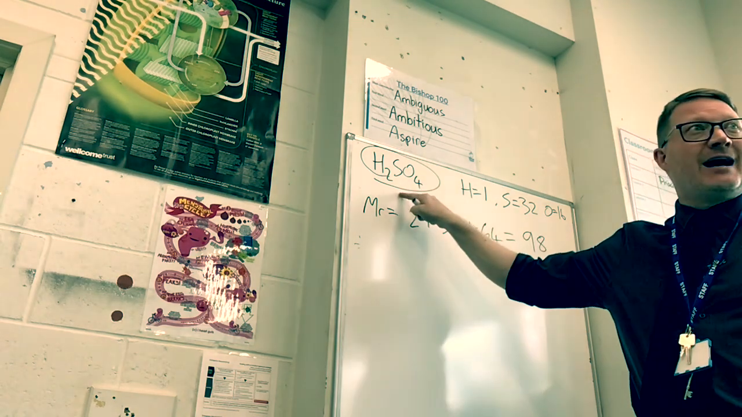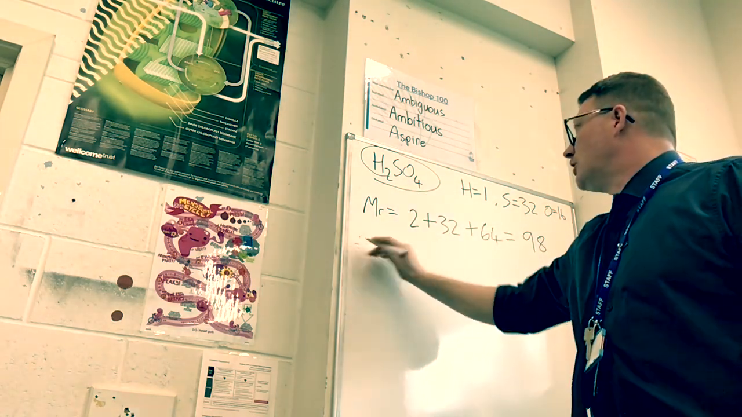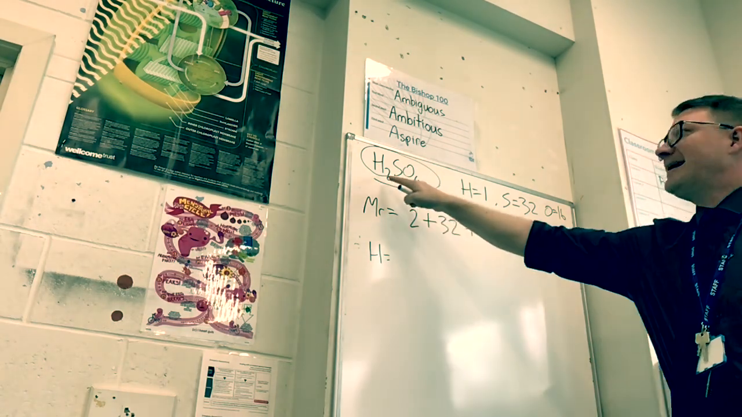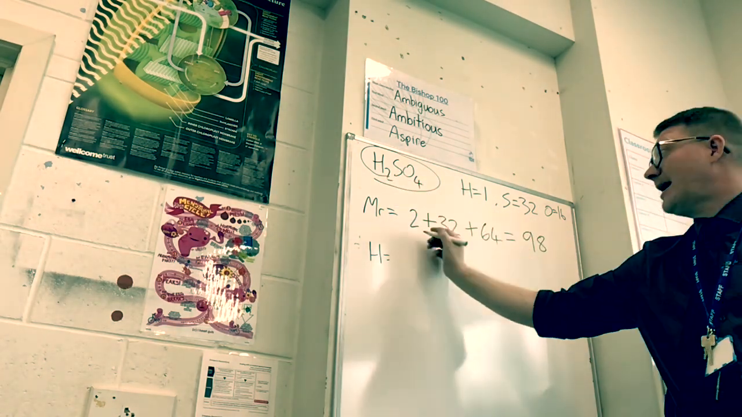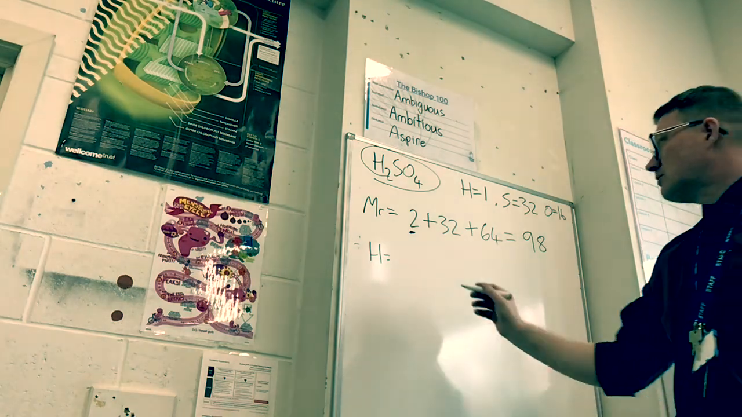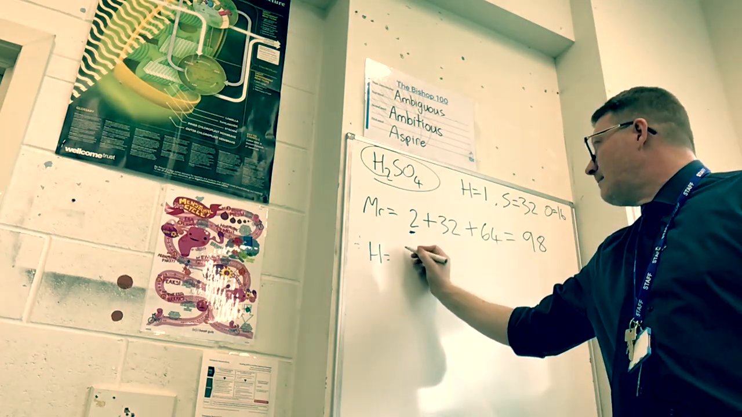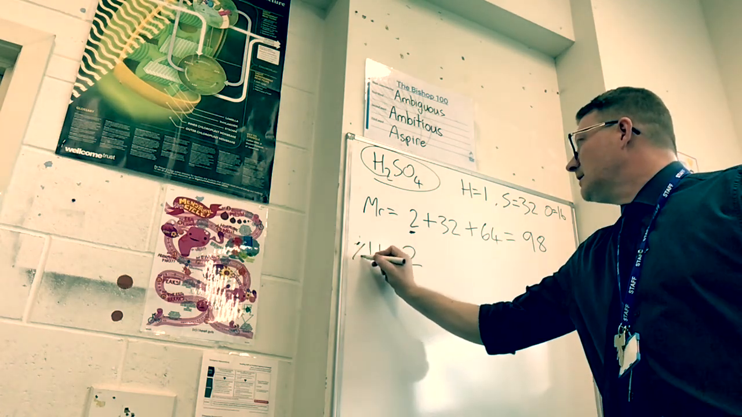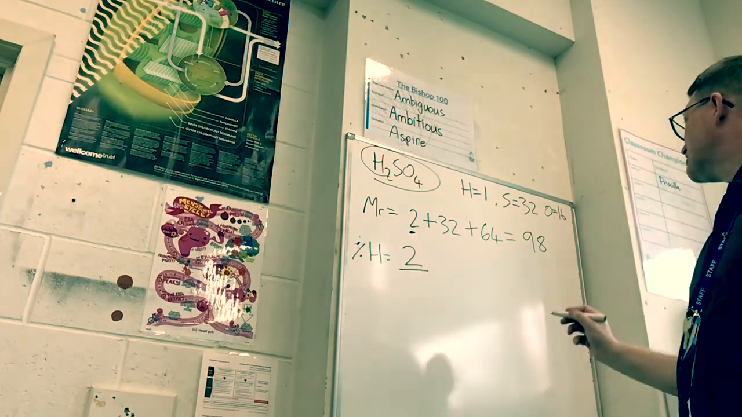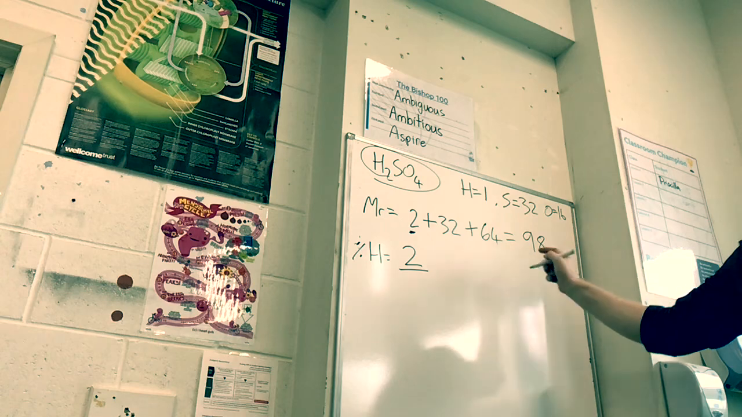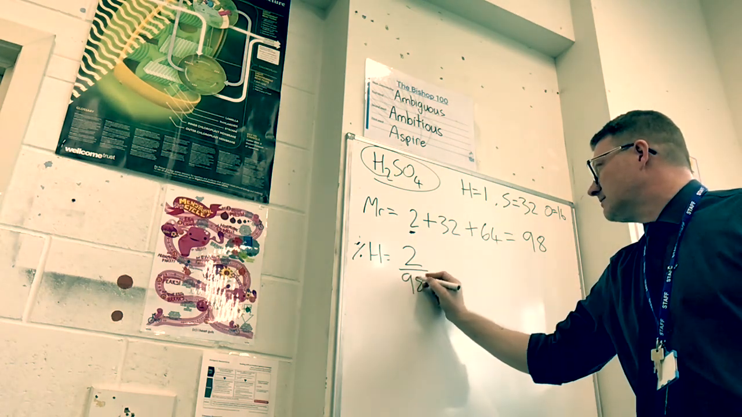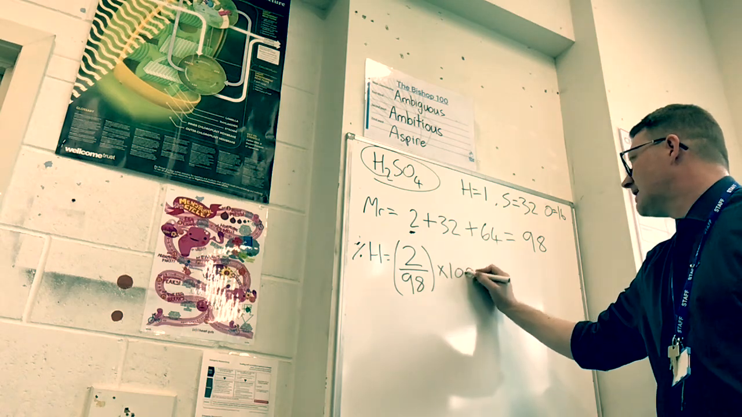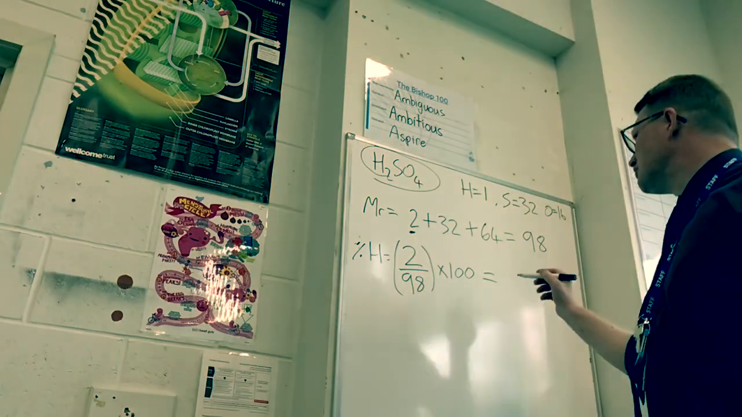So let's start with hydrogen, okay? So hydrogen altogether then is worth how many? 2. Hydrogen altogether is worth 2. So I've got to do the amount I want to know the percentage of divided by the total, which is 98. So 2 divided by 98, and whatever that comes to, multiply that answer by 100. That comes to 2.04.